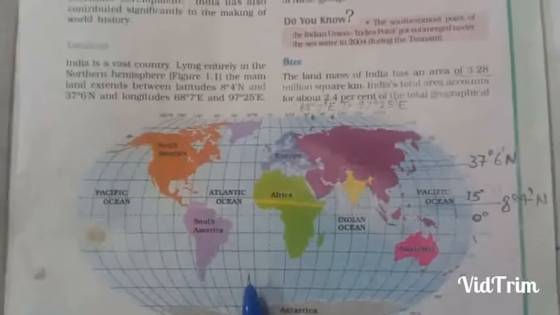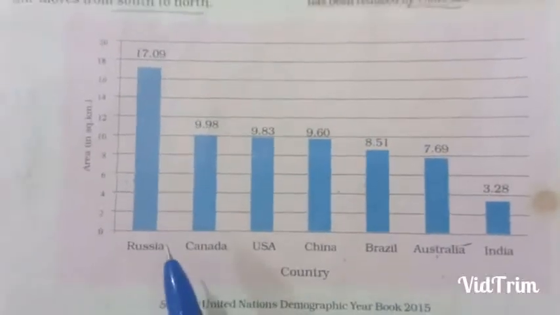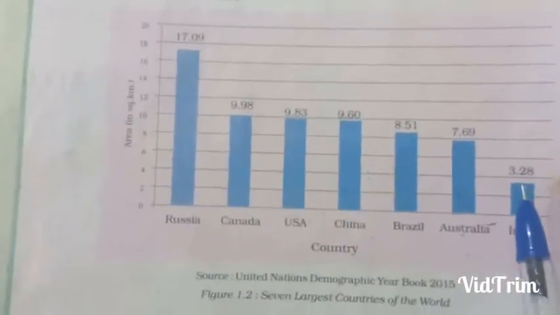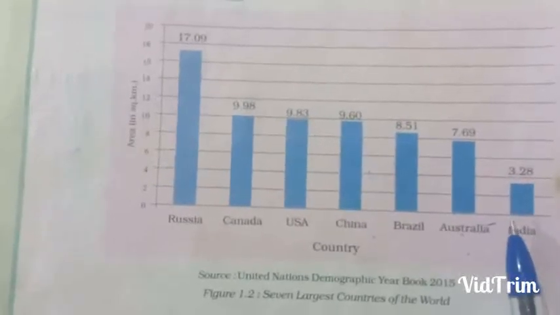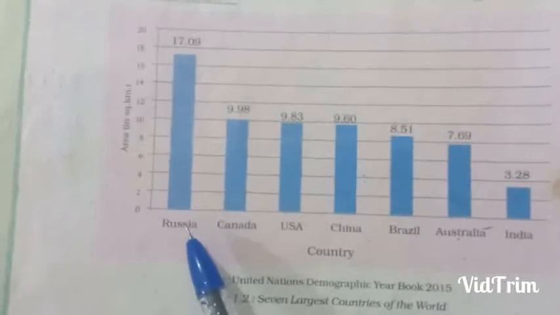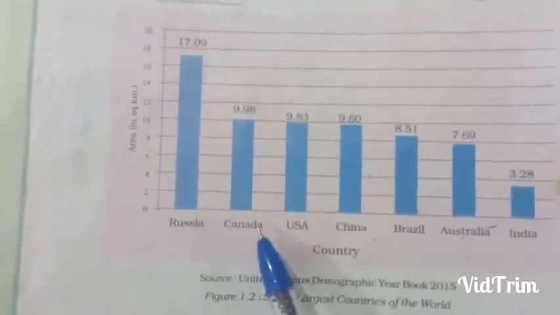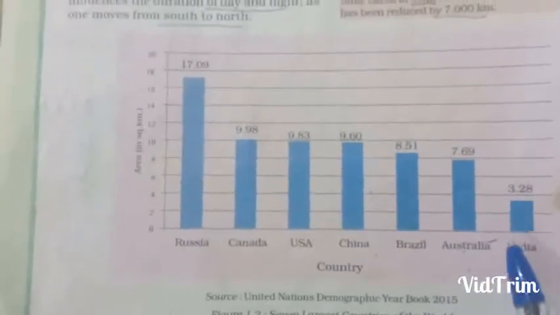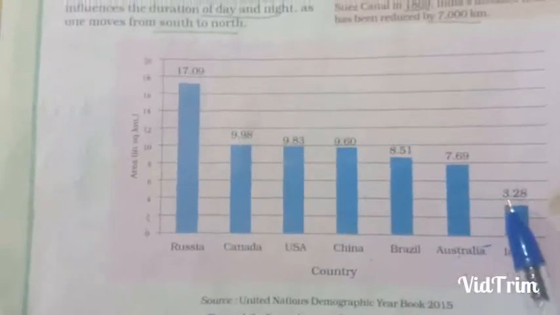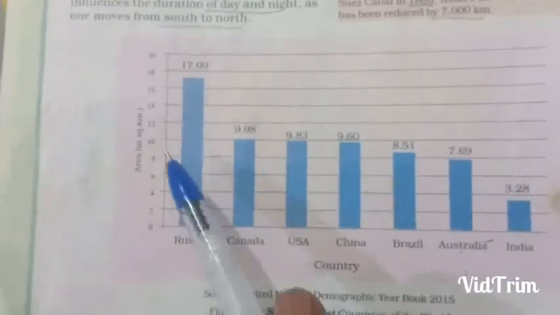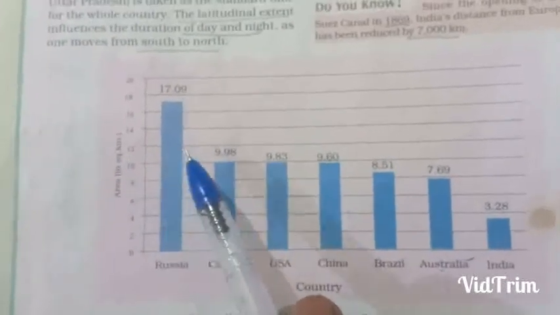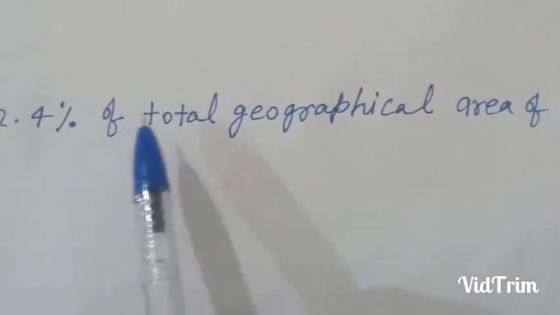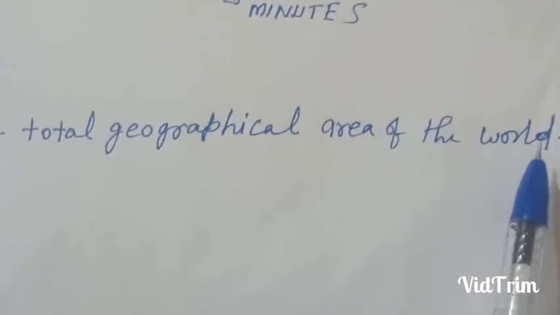So now student, let us understand the size of India. Student, India is the 7th largest country of the world, and there are 6 countries bigger than India: Russia, Canada, USA, China, Brazil, and Australia. The area of India is 3.28 million square kilometers, which is 2.4% of the total geographical area of the world.